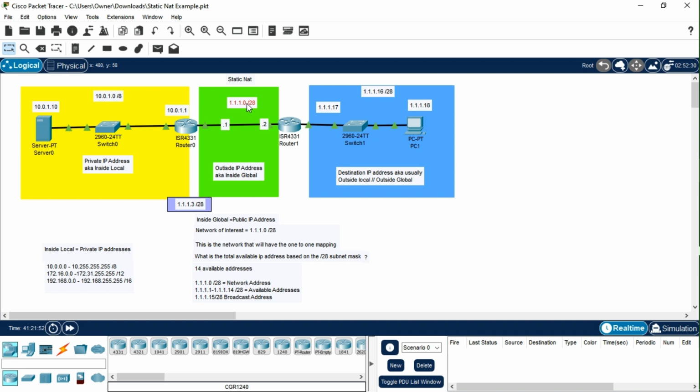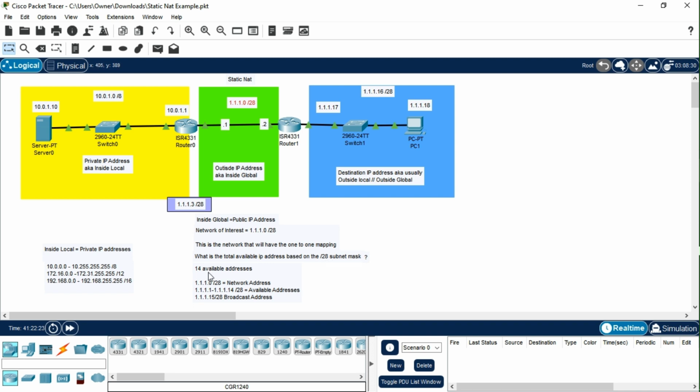If we were to look at this network, and I have my notes here, this is what I call the network of interest, because this is our public IP address, which is technically going to be our inside global, and I'll show you how. But this network is the one for which we will have the one-to-one mapping. So this is what we paid for, this is what we could afford, this is what we have. Within this network, we have to do a little bit of math. What is the total available IP addresses based on the /28 subnet mask?